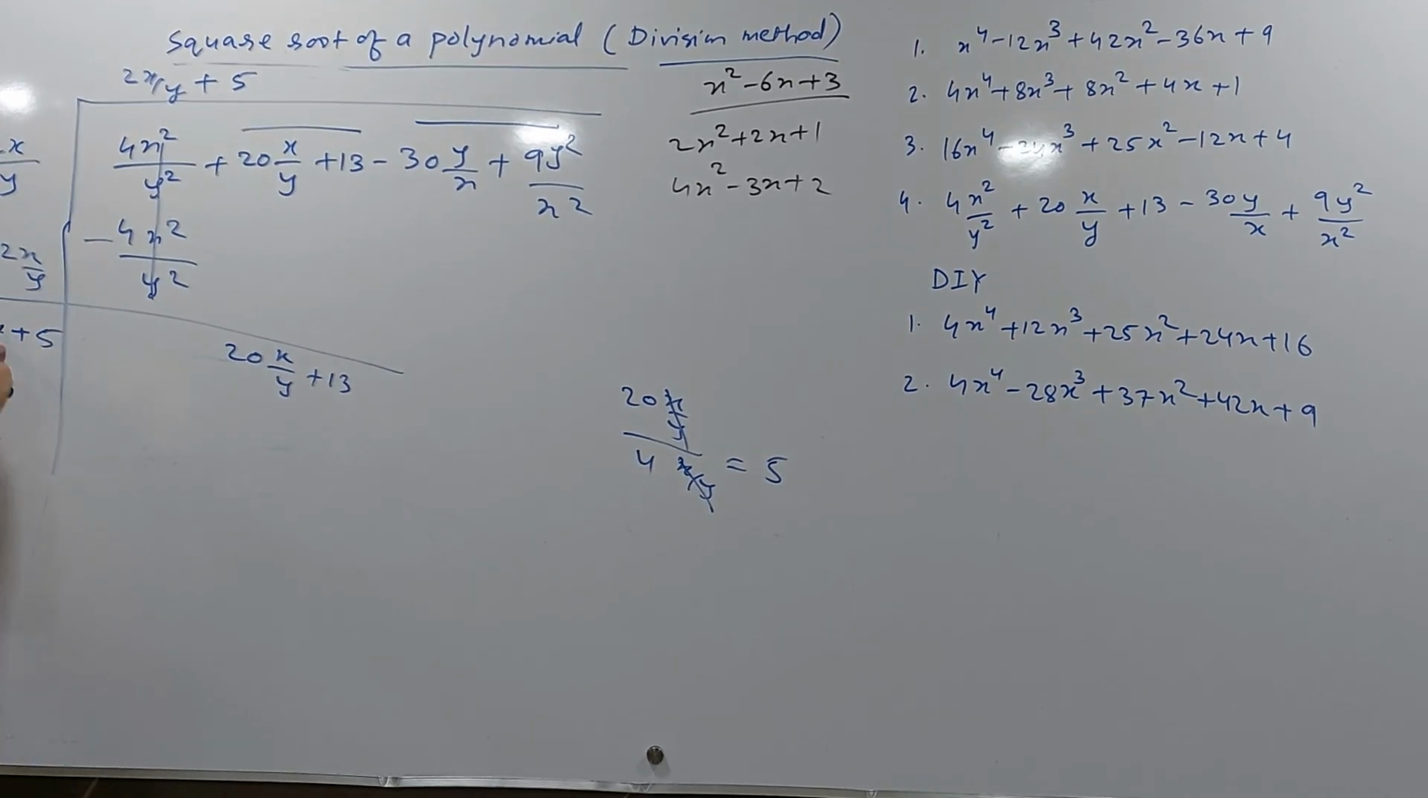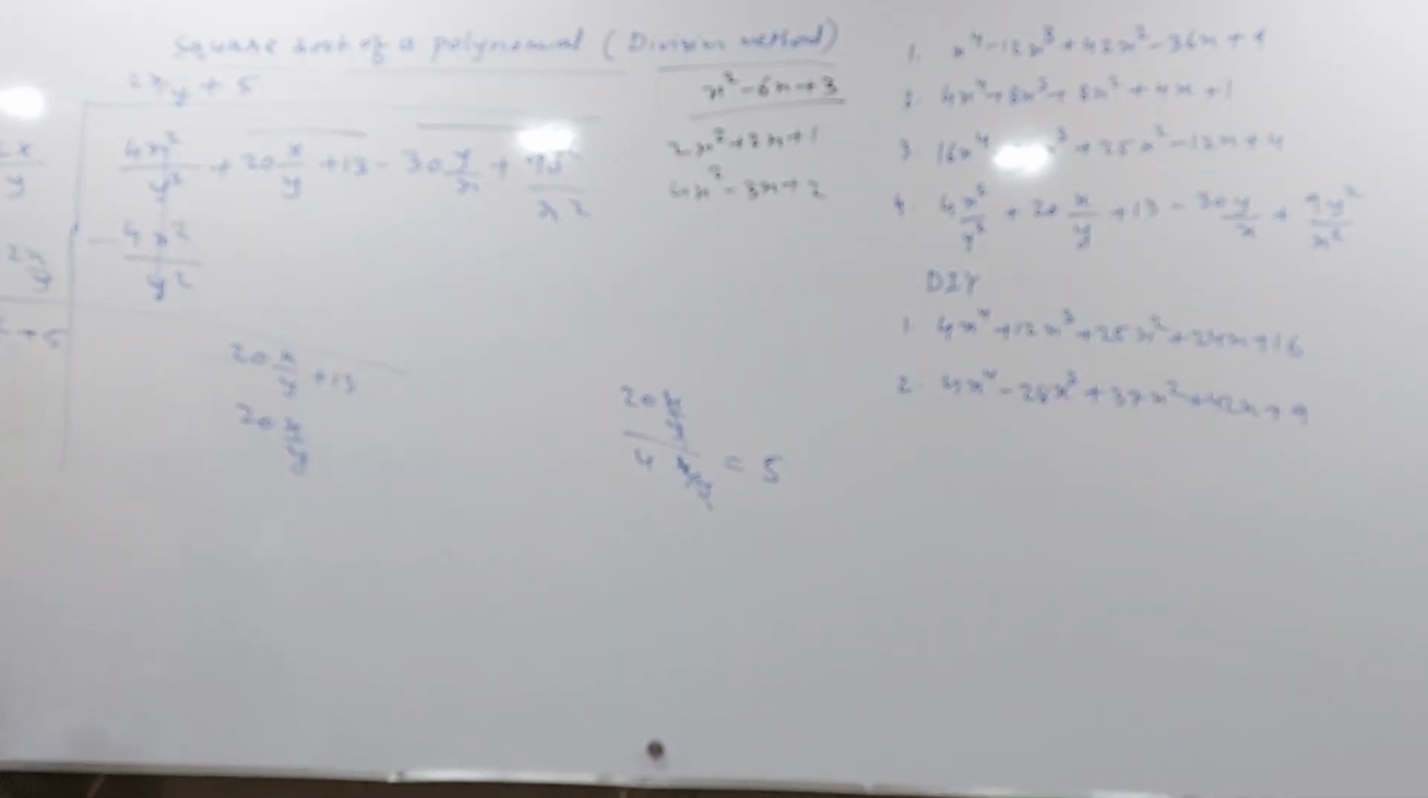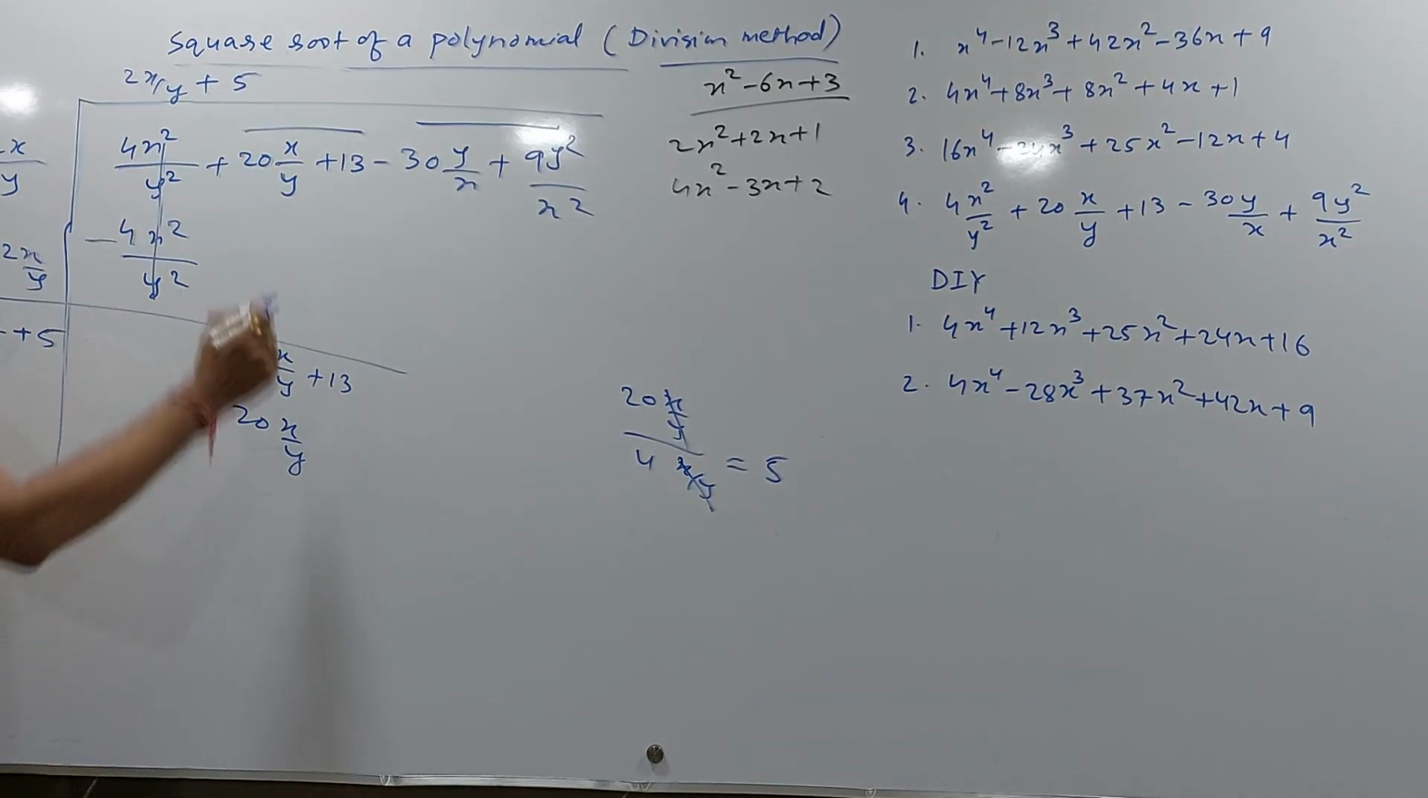Now 4x by y into 5 is 20x upon y. Then 5 fives are 25.